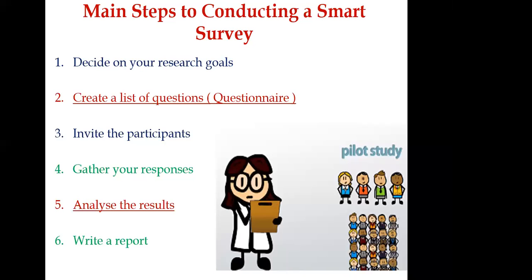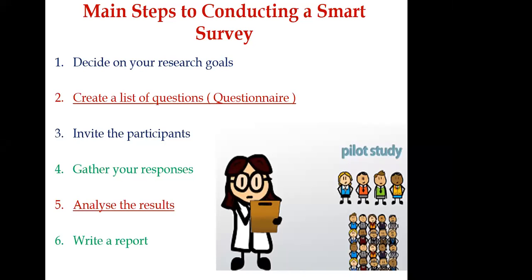Maybe we can go with that survey. I will explain how to do a smart survey. How to do a smart survey? Mainly, to conduct a smart survey, a very important thing is that we need to follow some steps.